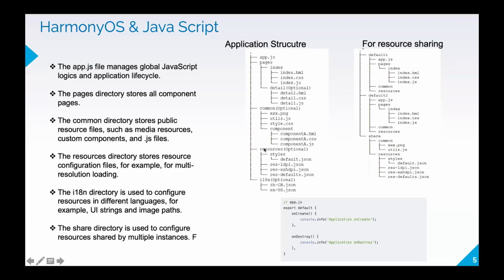And you have the resources directory where you can keep all the resources required for your application. It even supports internationalization, where you can develop the application with multiple language support. So this is the full application structure you can define for your Harmony OS JavaScript application.